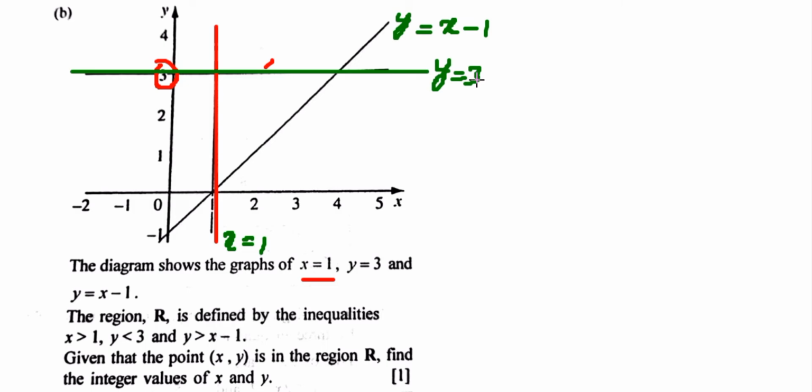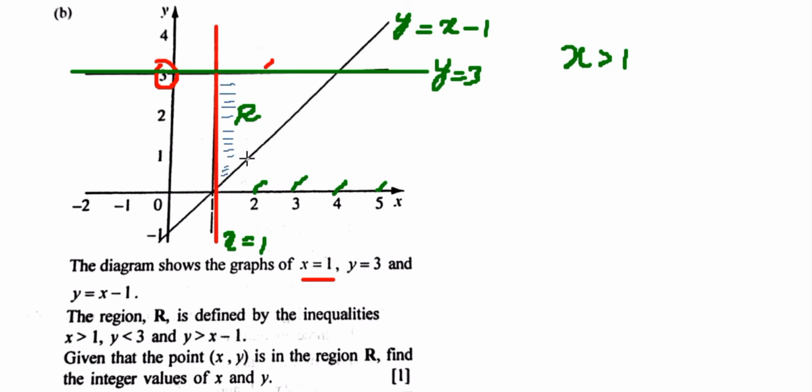Now our required region R is defined by the inequalities x greater than 1. X greater than 1 means all those values which are greater than 1. So these are the values which are greater than 1. So your required region lies where x is greater than 1.